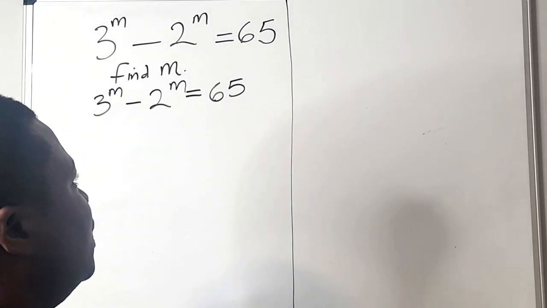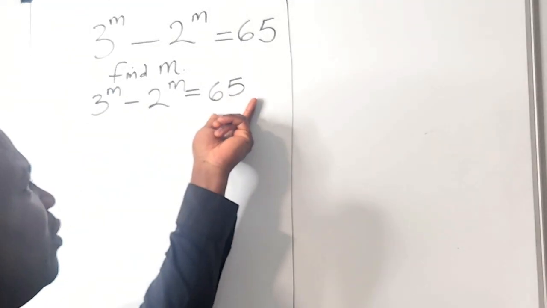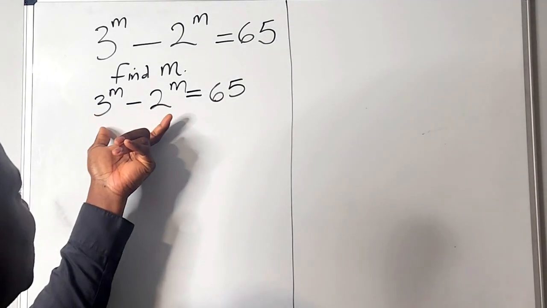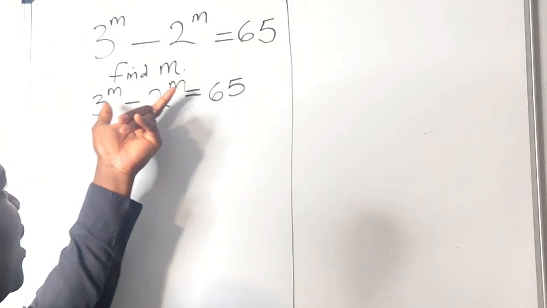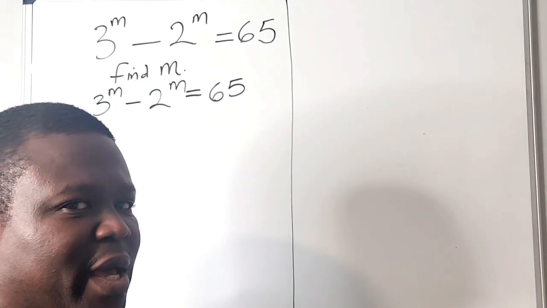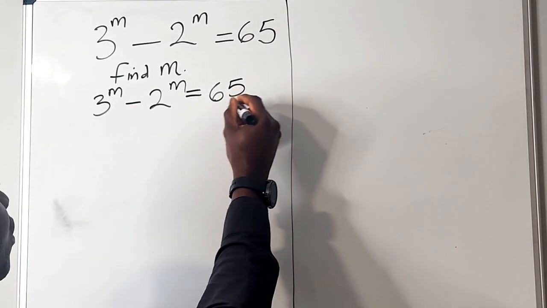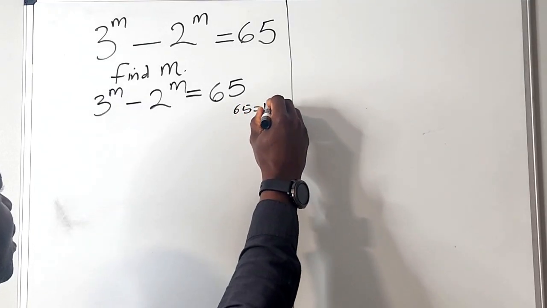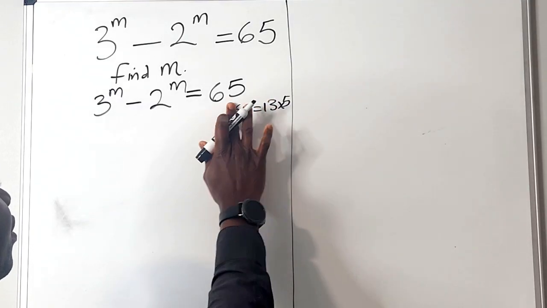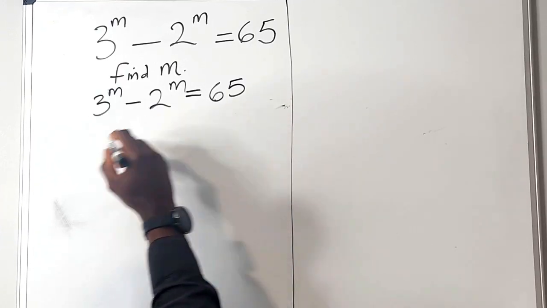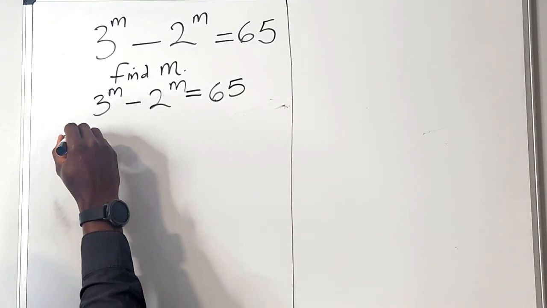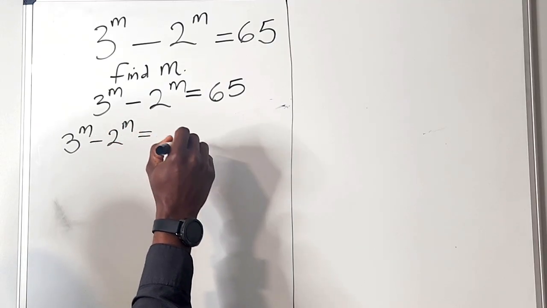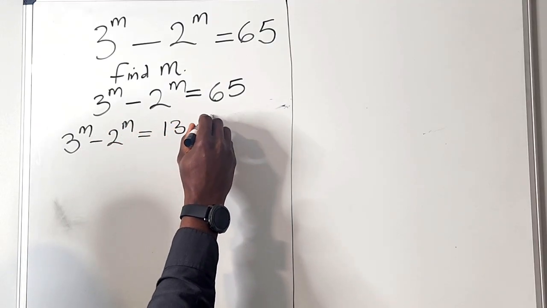Now, we need to try to rewrite 65 in such a way that we can equate it to this side of the equation and then find the value of m. Okay, so we know that 65 is the same thing as 13 times 5. So this becomes 3^m minus 2^m equals 13 times 5.